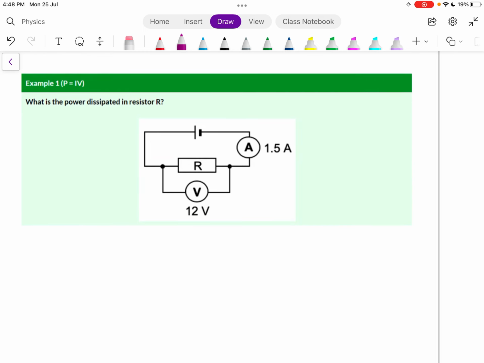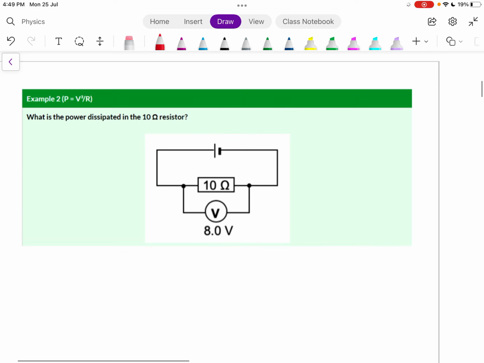What is the power dissipated by resistor R? The power dissipated by resistor R is 12 multiplied by 1.5. As long as you are given I and V, you just use the very first equation, P equal to VI. V is 12, I is 1.5, so you will get roughly 18 watts. 18 watts means 18 joules of energy is supplied to the resistor in 1 second. Let's move on to example 2.